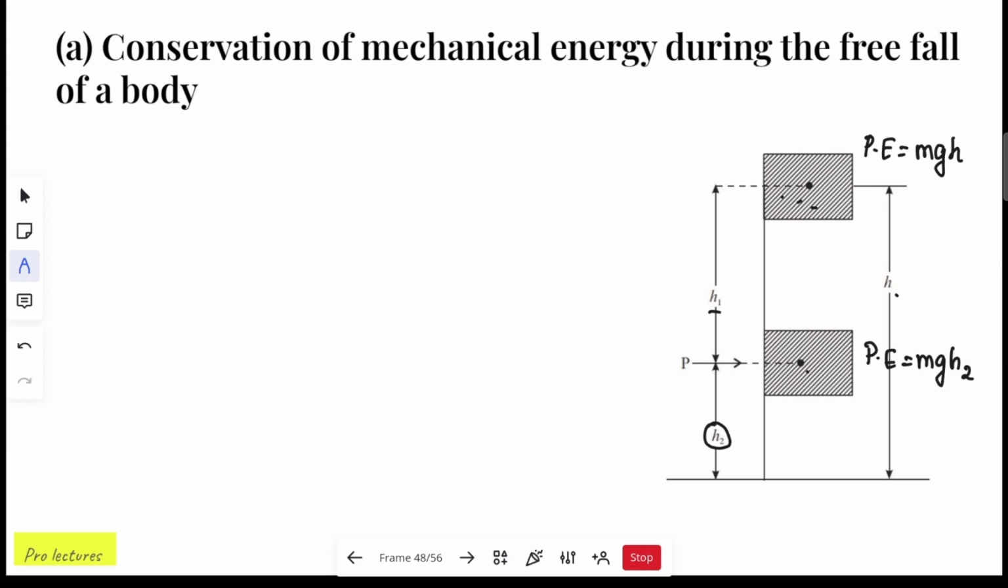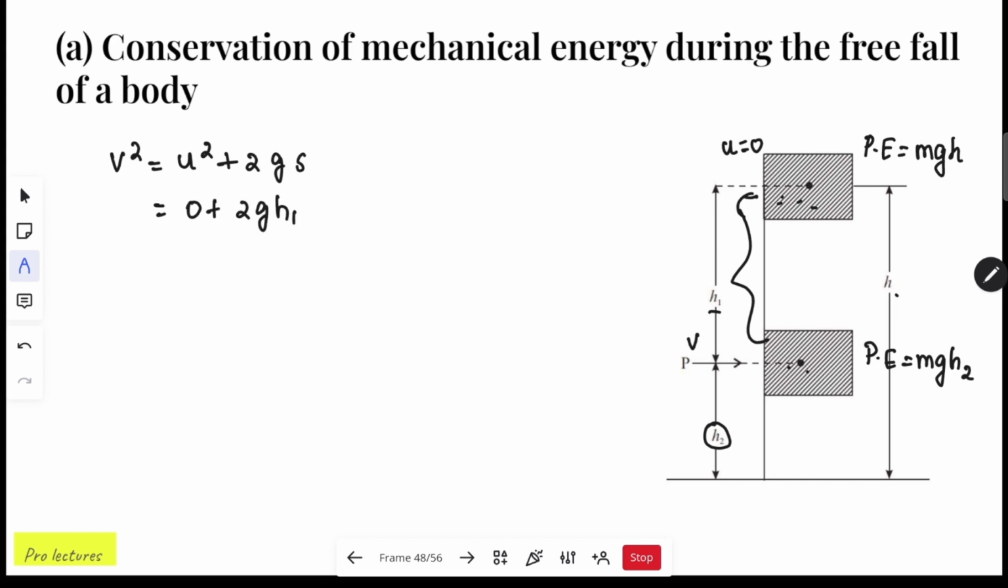Let's see the kinetic energy part. When we see this part, the object fell from height h1 to h2. Initially at this point, the velocity is 0, and at the point P, the velocity was v. We can calculate the speed when it has fallen from the height h1 using the equation v square is equal to u square plus 2gs. Since u is 0 and s is h1, v square is equal to 0 plus 2gh1.